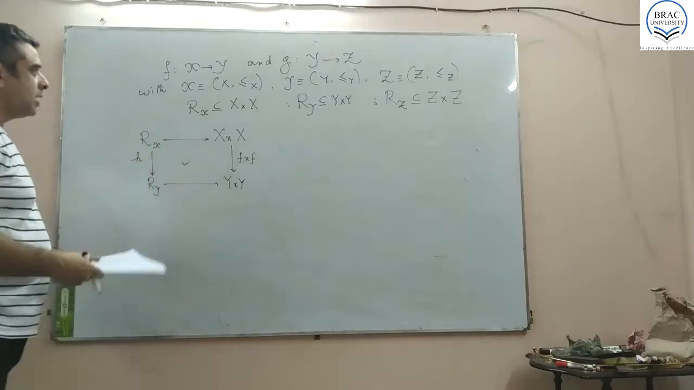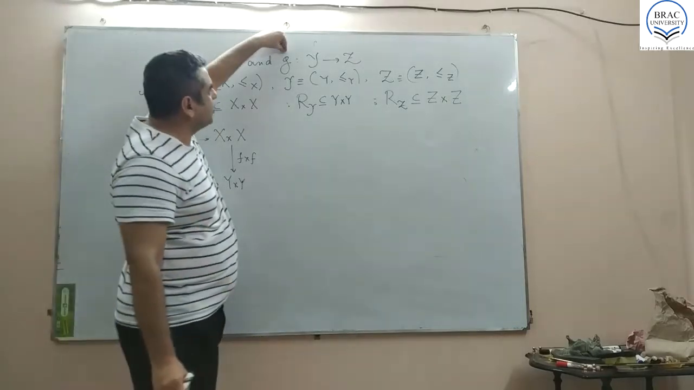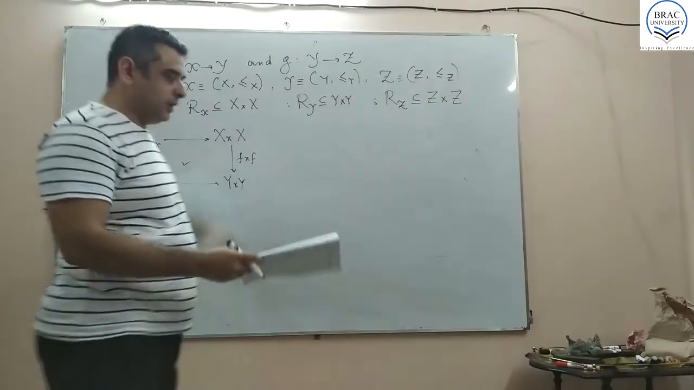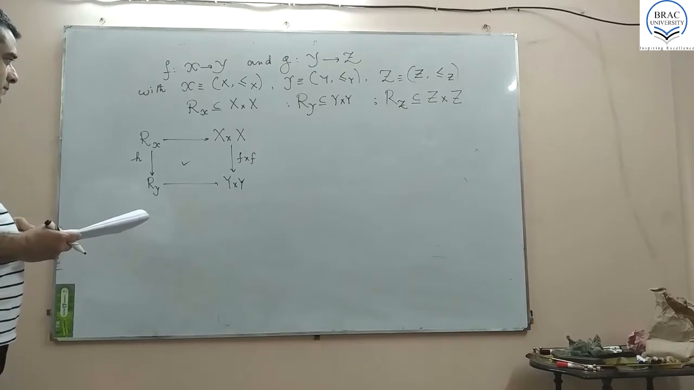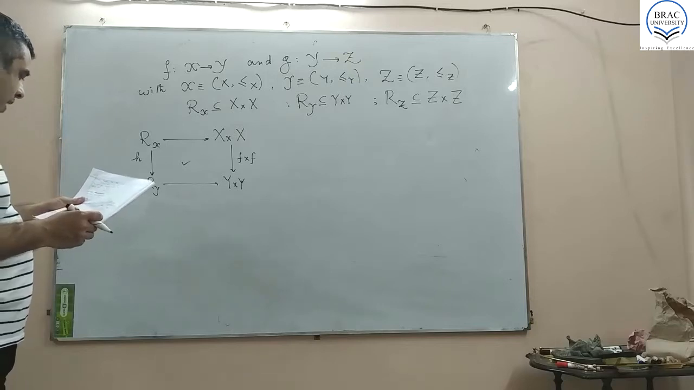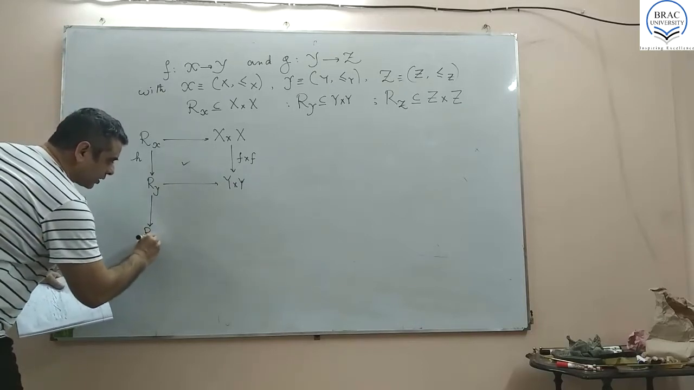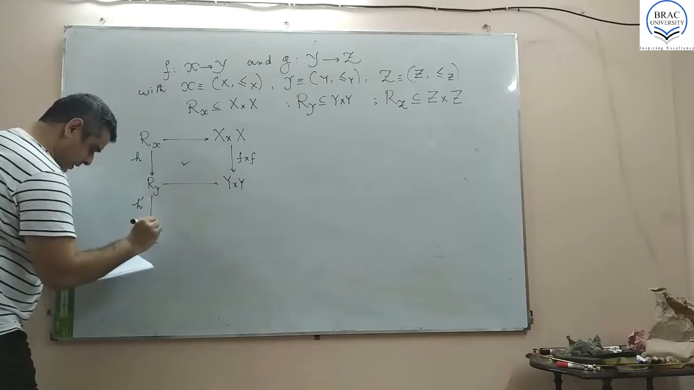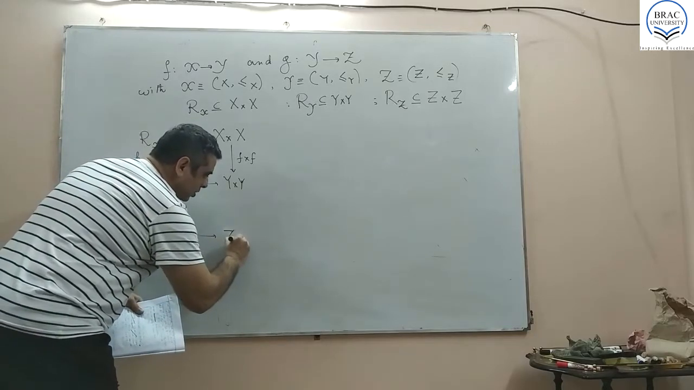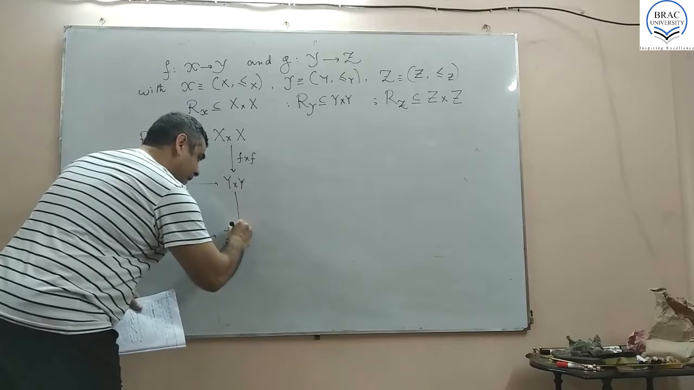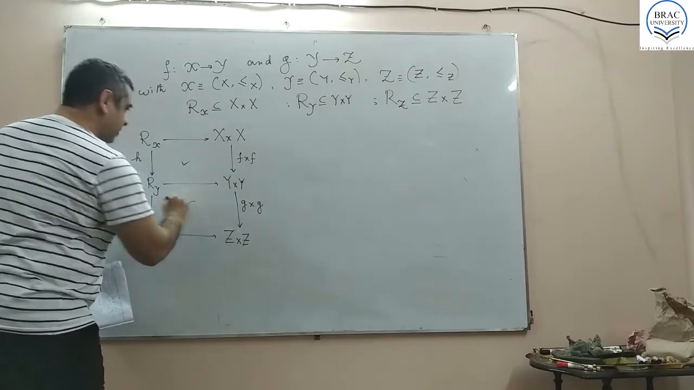This commutes. And now, since G is another pre-order morphism from Y to Z, we have this part of the diagram, R sub Y to R sub Z, which we call H prime, and then from R sub Z to Z cross Z. This map is G cross G, and this diagram also commutes.